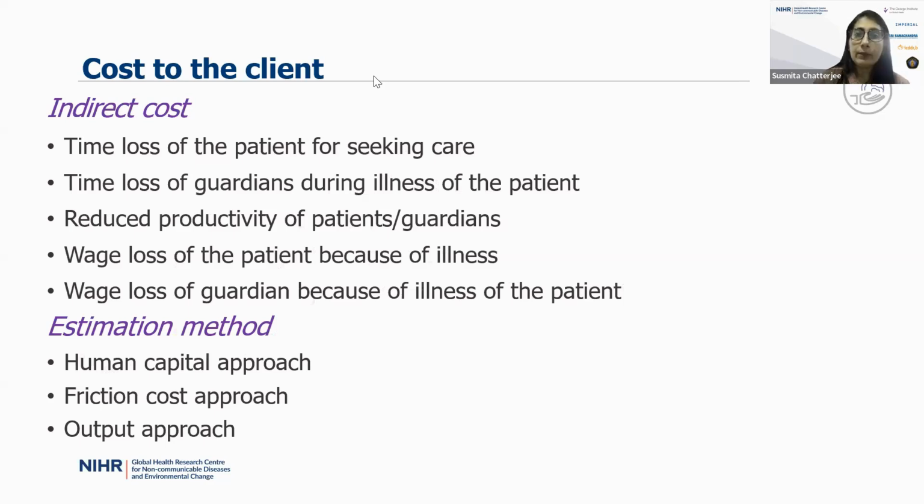Now, you are calculating the time cost of the person who is sick and the accompanied person. How are you going to do that? So you know the hours spent for travel. It could be half an hour for travel, 15 minutes for waiting, and 15 minutes for doctor consultation. So 1 hour is spent. Now, how to value that 1 hour for that person?